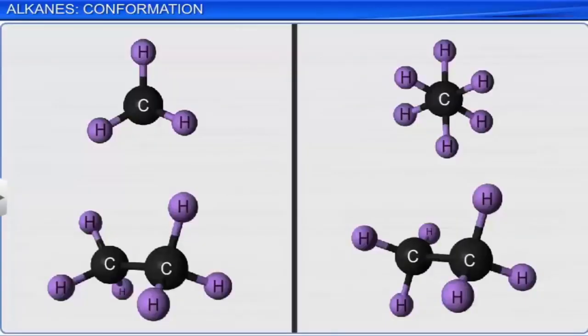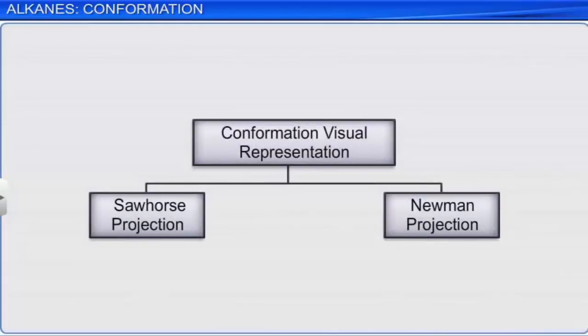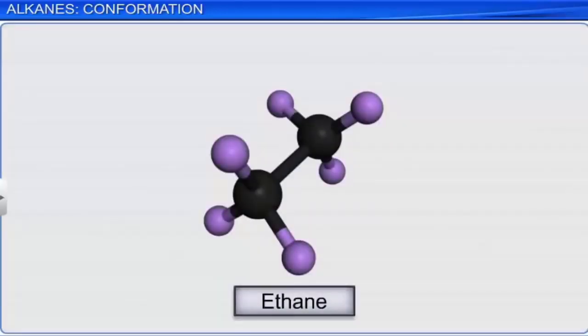Now that we have seen what conformation means, let's learn the 2 standard visual representations used to explain it. These are known as sawhorse projection and Newman projection. In sawhorse projection, the molecules are viewed along their molecular axis, that is, at an oblique angle.